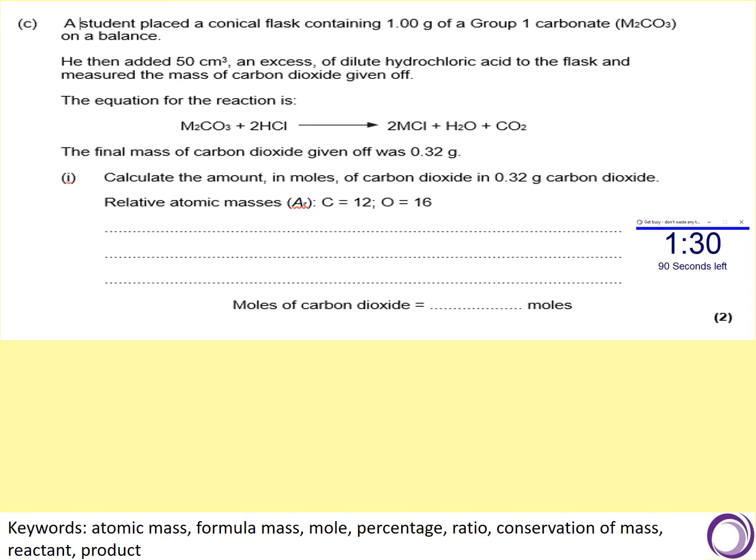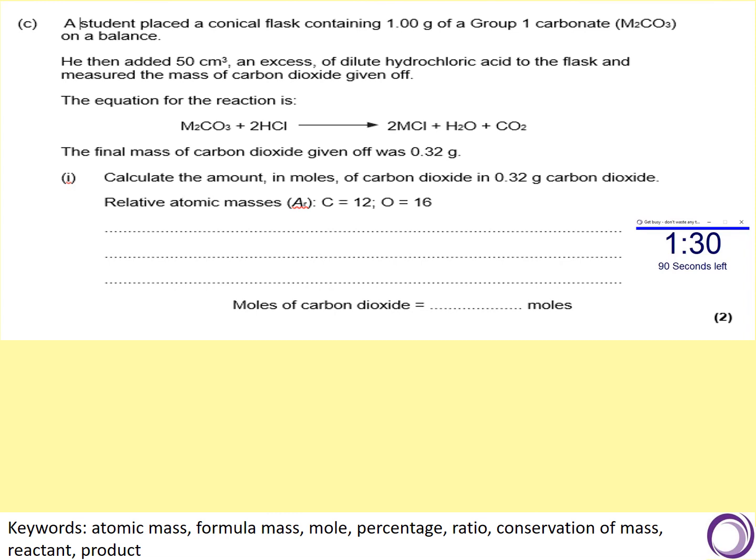And this is another similar exam style question. So it says a student placed a conical flask containing 1 gram of a group 1 carbonate. So M is an imaginary element from group 1. We don't know what it is. It could be sodium, it could be lithium, it could be potassium.